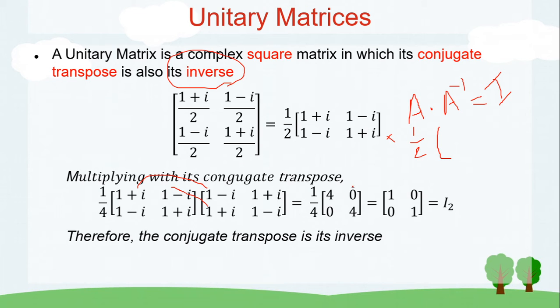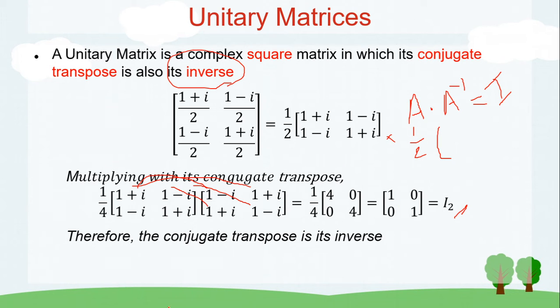In order to get this element, what you have to do is first row with second column. 1 plus i into 1 plus i, plus 1 minus i into 1 minus i. So it becomes 1 plus i whole squared plus 1 minus i squared. That will be 0. How? Again, you can compute. Similarly, we got all the elements. Now I'll take 1 by 4 inside. It will become 1, 0, 0, 1. This is nothing but the identity matrix of size 2. All identity matrices have diagonal elements as 1 and remaining elements as 0.